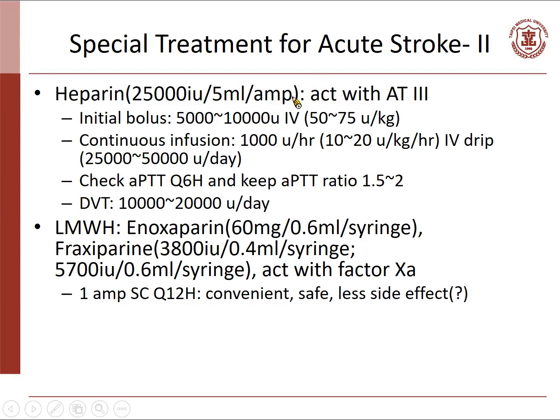For some special treatment for acute stroke, if the patient has stroke evolution, it means that the weakness became worse after the first time you see it. Maybe it is some stroke evolution, maybe some other blood clot forming in the larger artery. There's some suggestion to use heparin treatment, or use low molecular weight heparin.